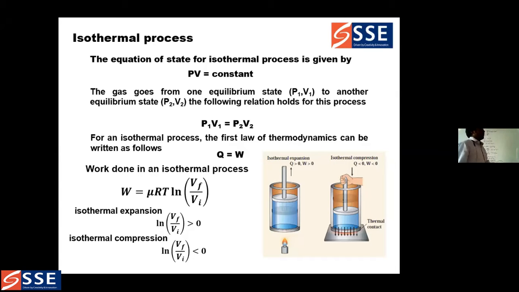Again, in the second law of thermodynamics, they will prove that this is wrong, but for now we have to follow the first law of thermodynamics, which can be written as Q is equal to W. The work done for isothermal is something you have to note. This is an important formula: W is equal to mu RT ln Vf by Vi.